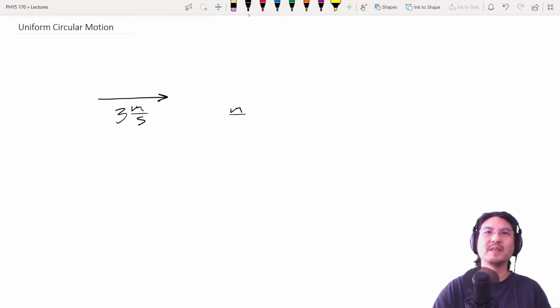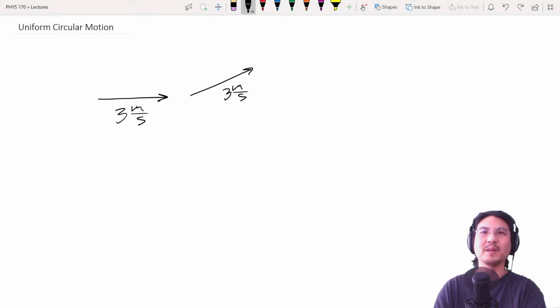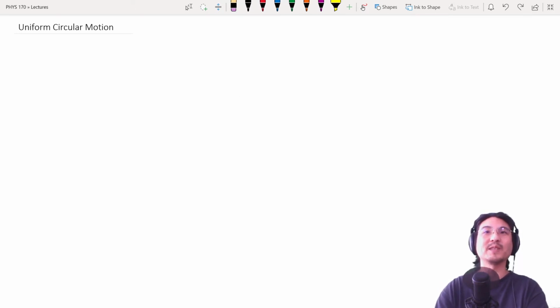How about now? So you're going 3 meters per second. Later, you're still going 3 meters per second, but in a different direction. So your acceleration is not 0, right? Because the magnitude of the velocity, the speed, is constant, but you change direction. And velocity is a vector. Vectors have both magnitude and direction. So in this case, the magnitude stayed the same, but the direction changed.